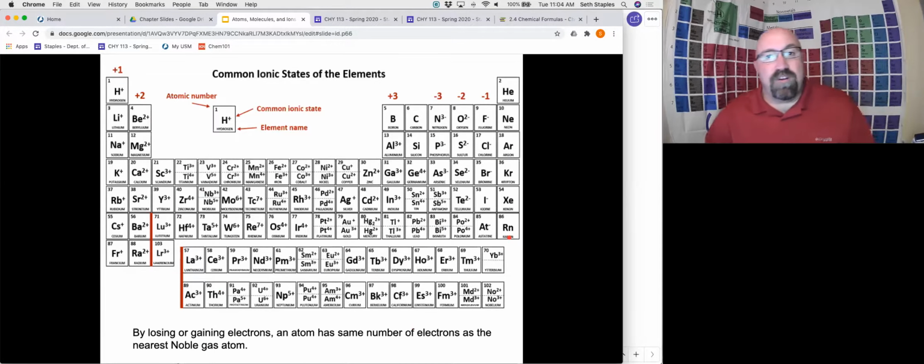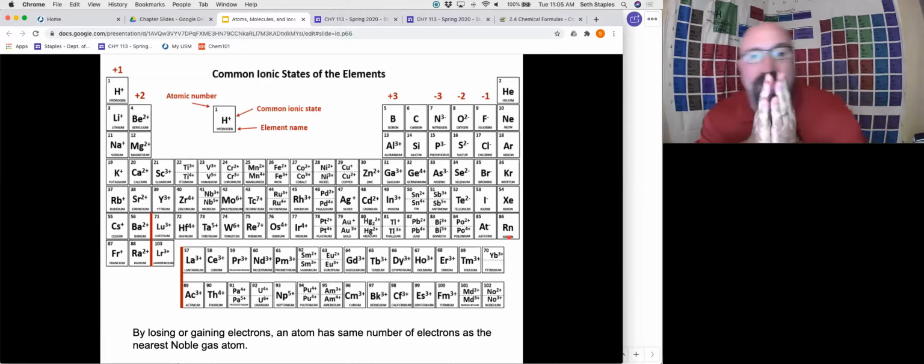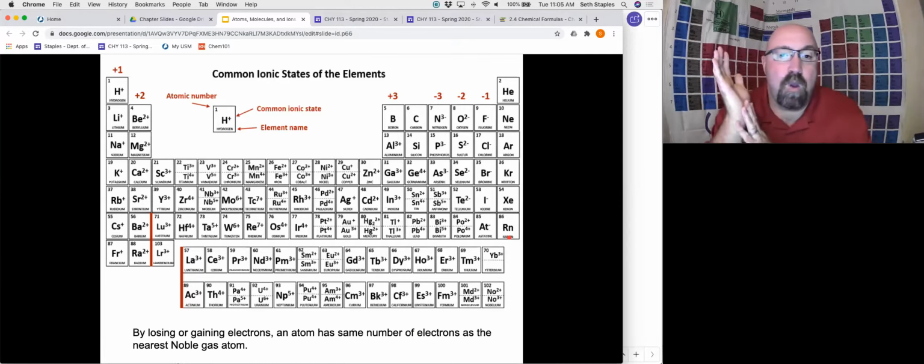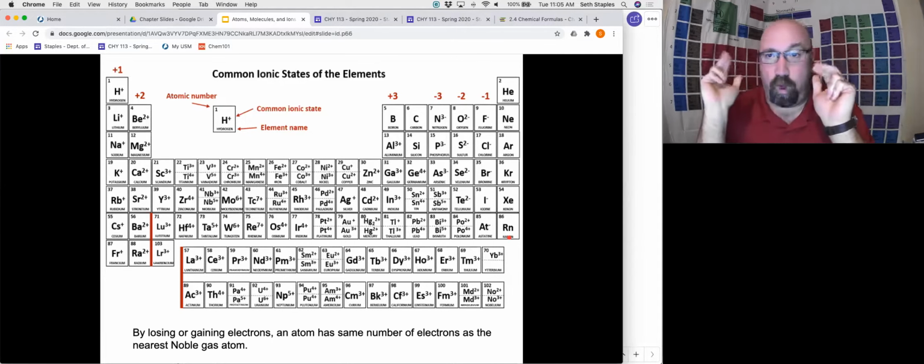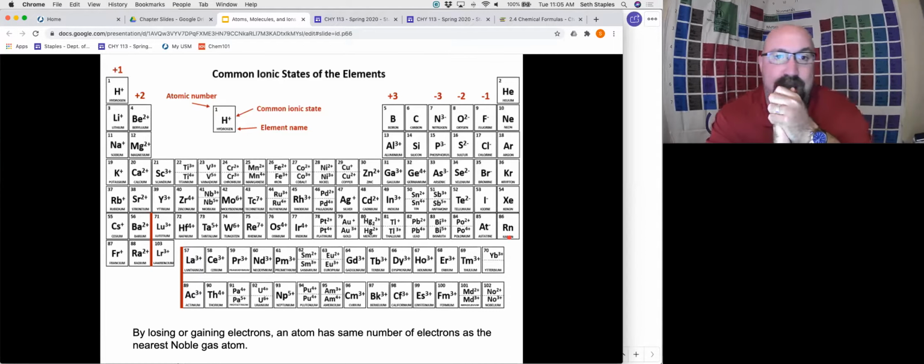Now, in order to predict the type of charge, or the number of the charge, that an atom will typically form, what's going to happen is that by losing or gaining an electron, what an atom, quote, "wants" to do, if we think about an atom as maybe a happy little person trying to do something, is to try to attain the same number of electrons as the nearest noble gas.